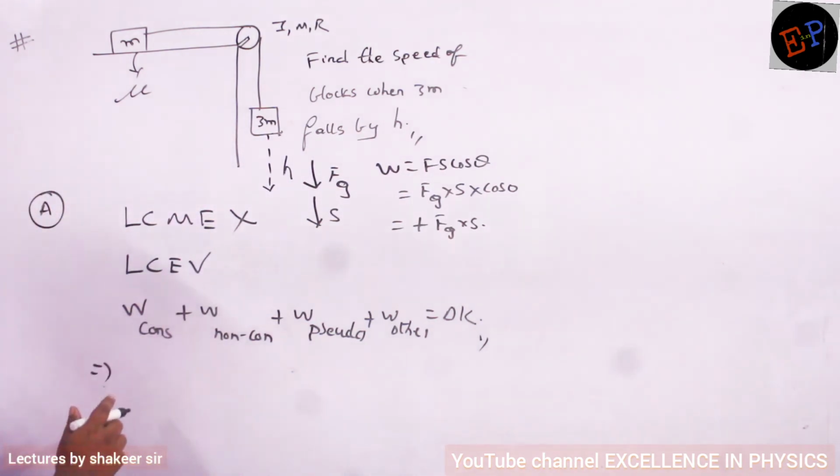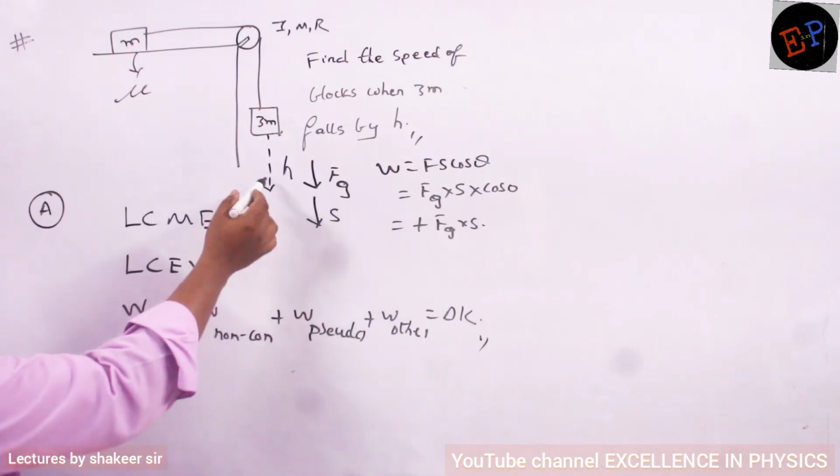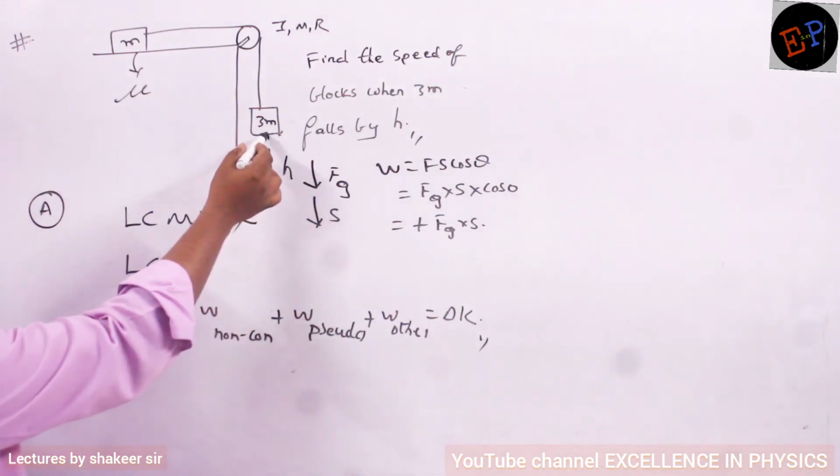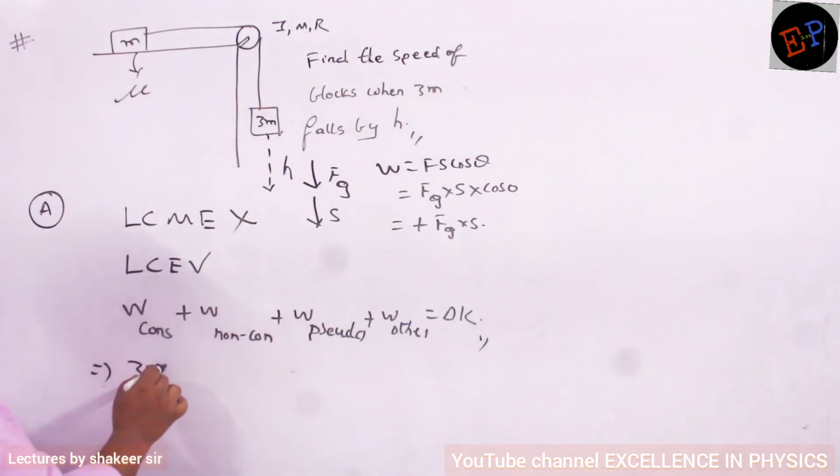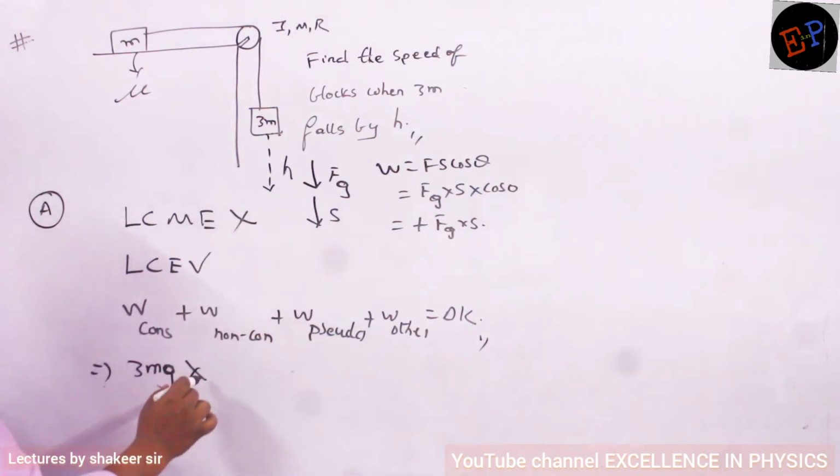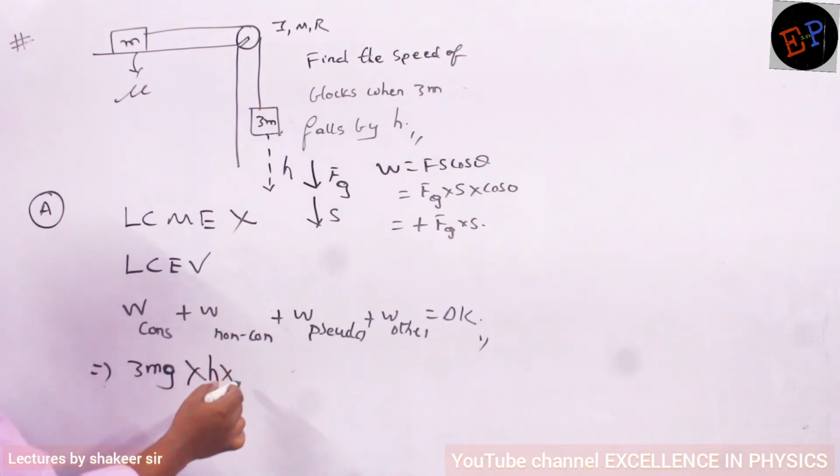So work done by the conservative force is, what is the gravitational force? Gravitational force is nothing but 3 mg, the weight of this body. Clear, no? Displacement is how much? h. And the angle is 0, cos 0 value is 1.